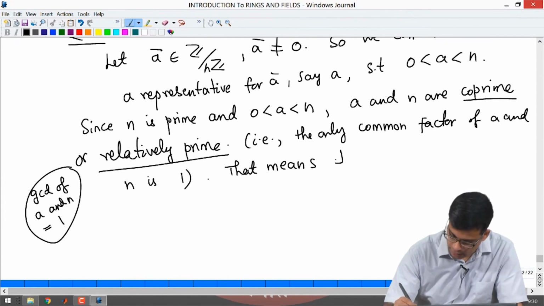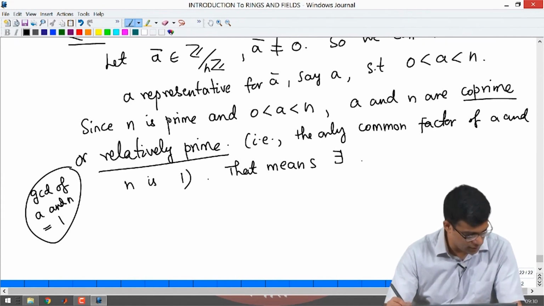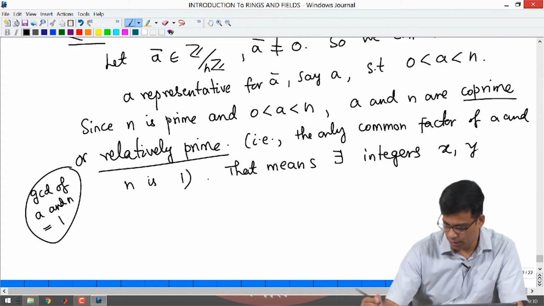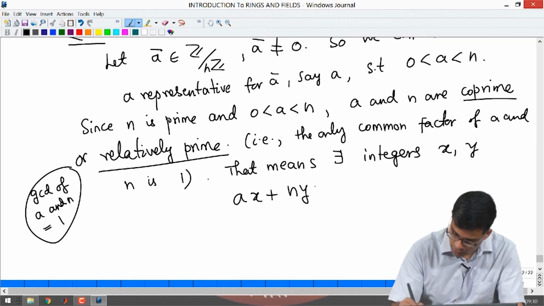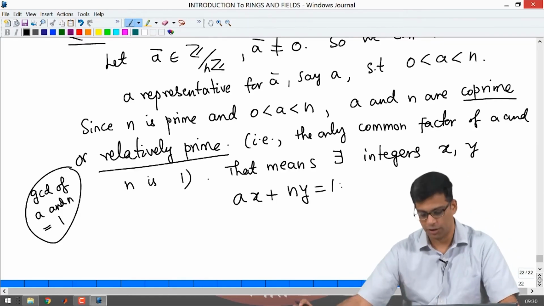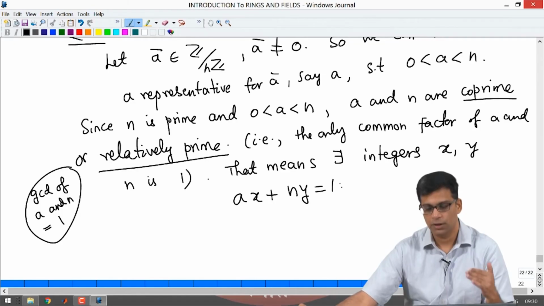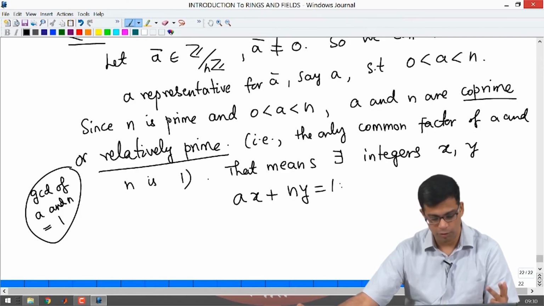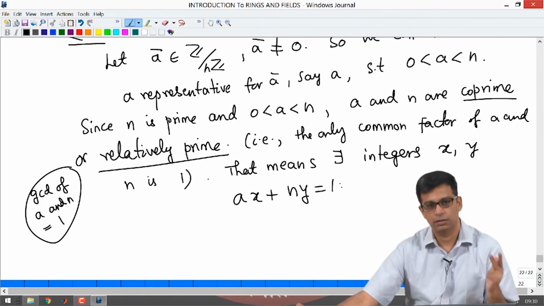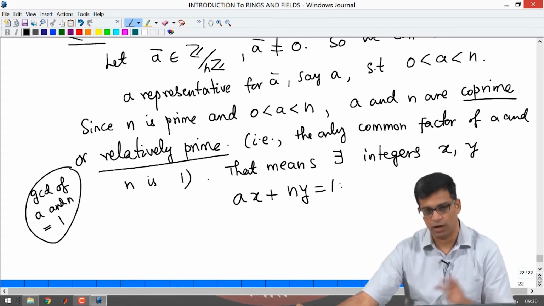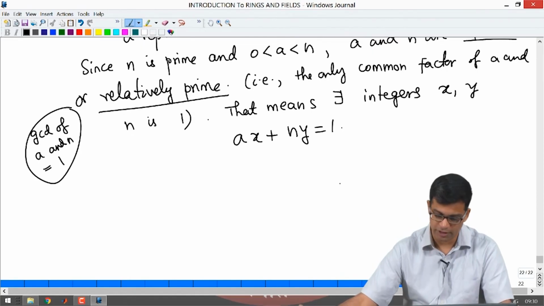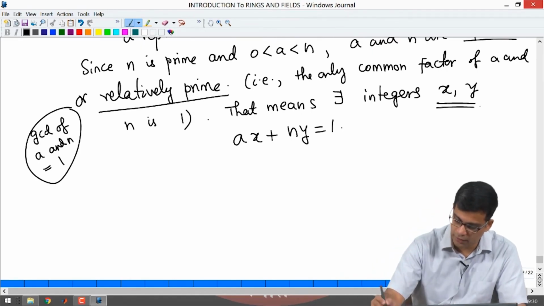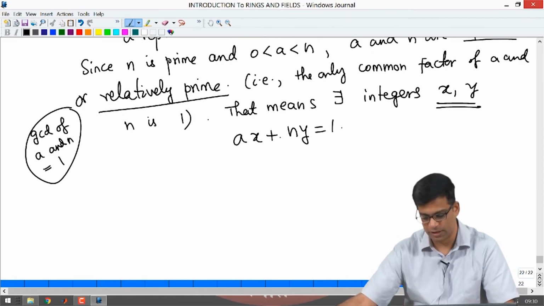That means there exist integers, let us call them x and y, such that ax plus ny is equal to 1. This can be done using the Euclidean division algorithm. If you have a pair of integers whose GCD is 1, that means 1 can be written as a linear combination of those two integers. In other words, you can find x and y such that ax plus ny equals 1.